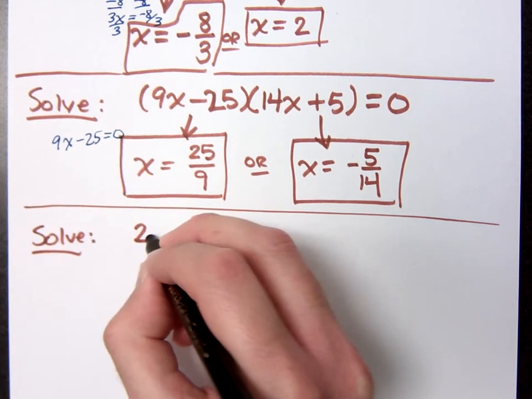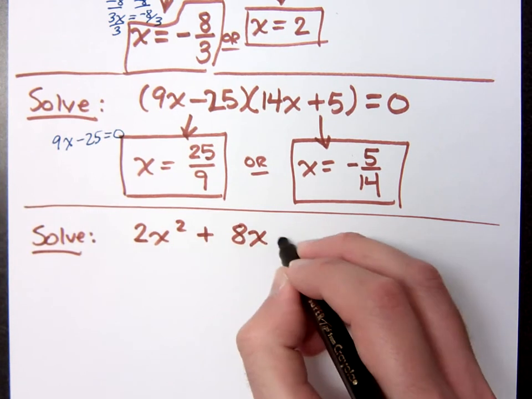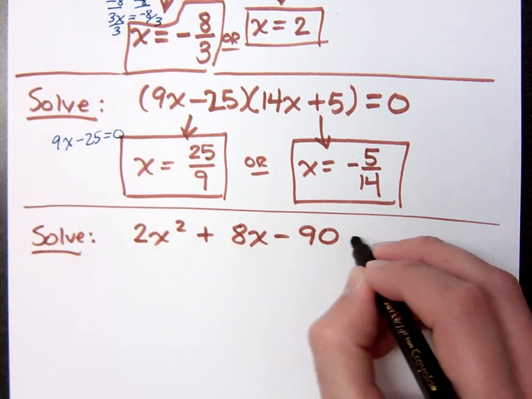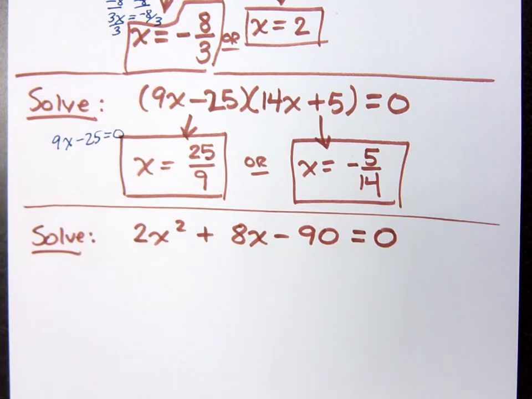Let's try this guy. 2x squared plus 8x minus 90 equals 0. Well, of course I'm going to need to factor, but it's the zero factor theorem that I'm using, right? Z for 0, does this equal 0? All right, then we can move on to the next step, which is factor. How do I factor this?